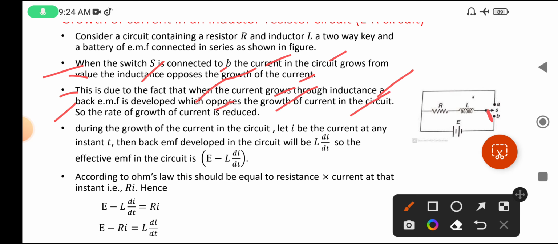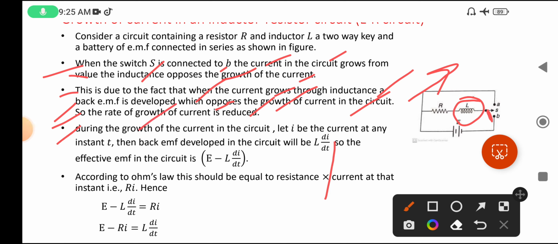So what will it do? Here back EMF means an EMF which opposes the current, right? So the rate of growth of current is reduced. As the current passes, it cannot make the current increase quickly. So the rate of growth of current is reduced. Okay, right.